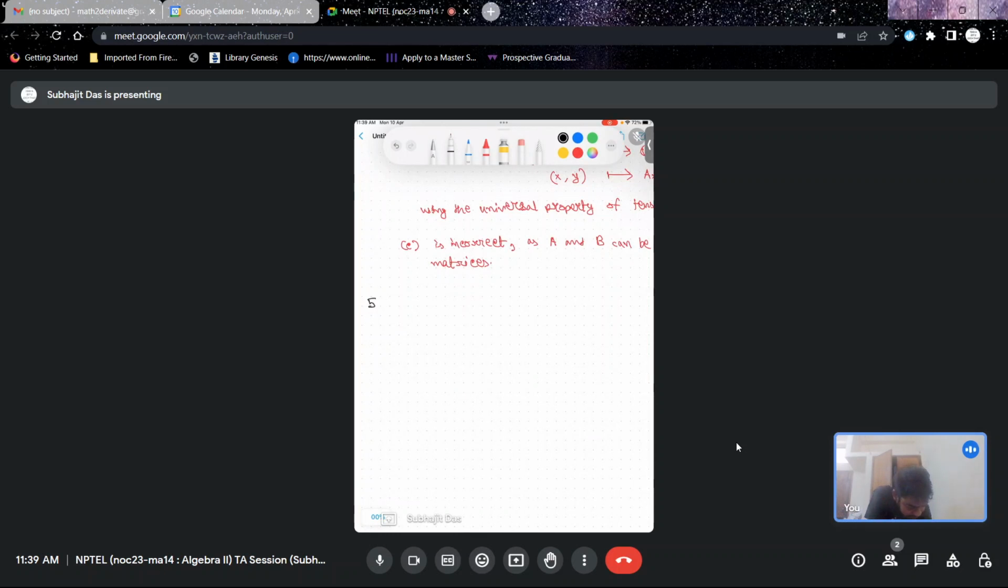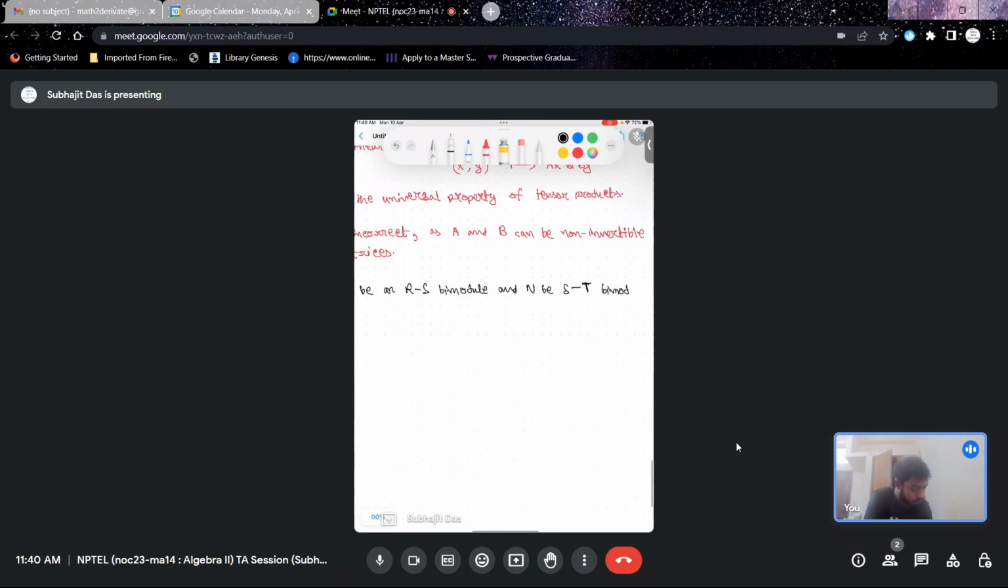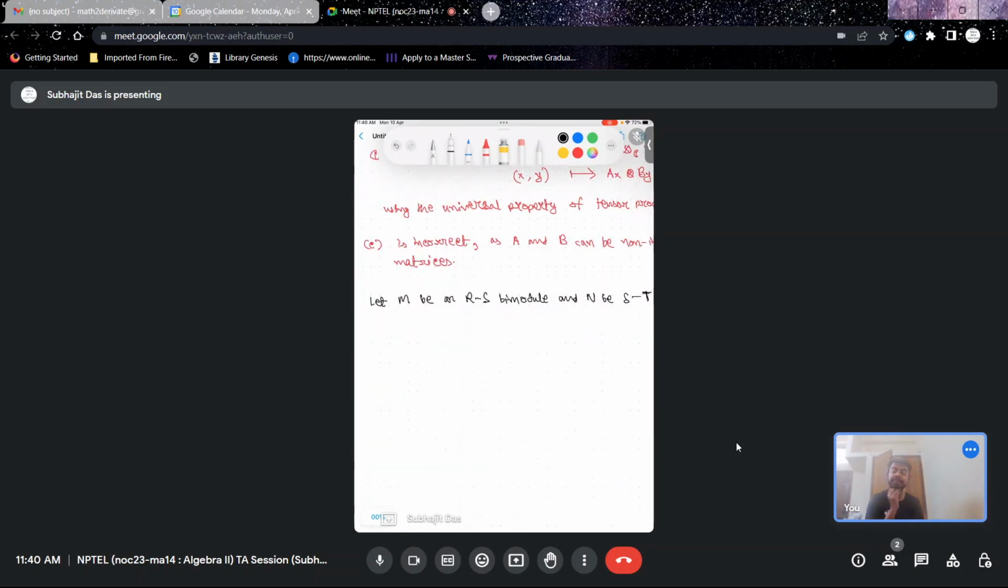So question 5 says: let M be an RS bimodule and N be an ST bimodule. R, S and T are just rings, not necessarily commutative. M is an RS bimodule, which means that M is a left R module as well as a right S module, and the two structures are compatible. Similarly, N is a left S module and a right T module, and the two structures are compatible.